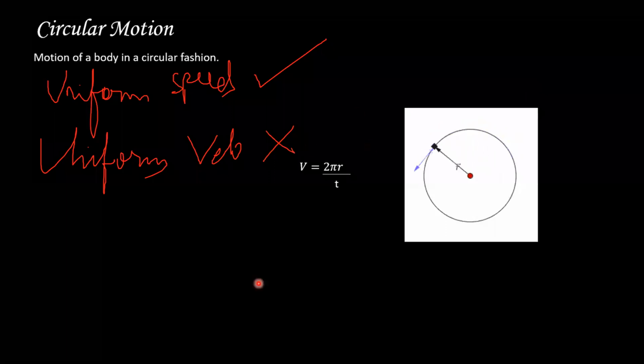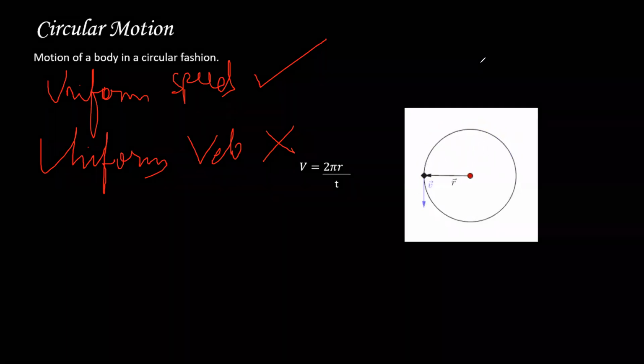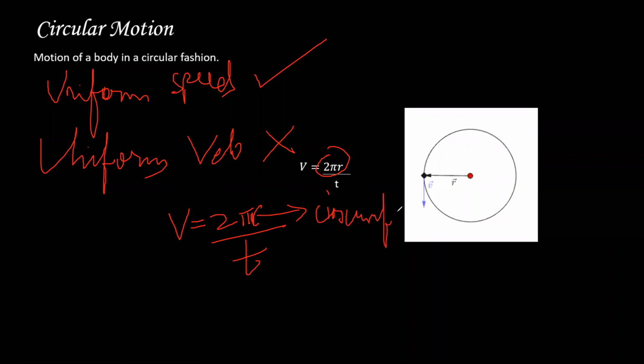And the distance covered is nothing but 2 pi r. 2 pi r is nothing but the circumference of a circle. So velocity will be nothing but 2 pi r upon t, which is the distance covered divided by t. And I'm hoping all of you know what a circumference is. So this is the formula for velocity for an object which is in circular motion.